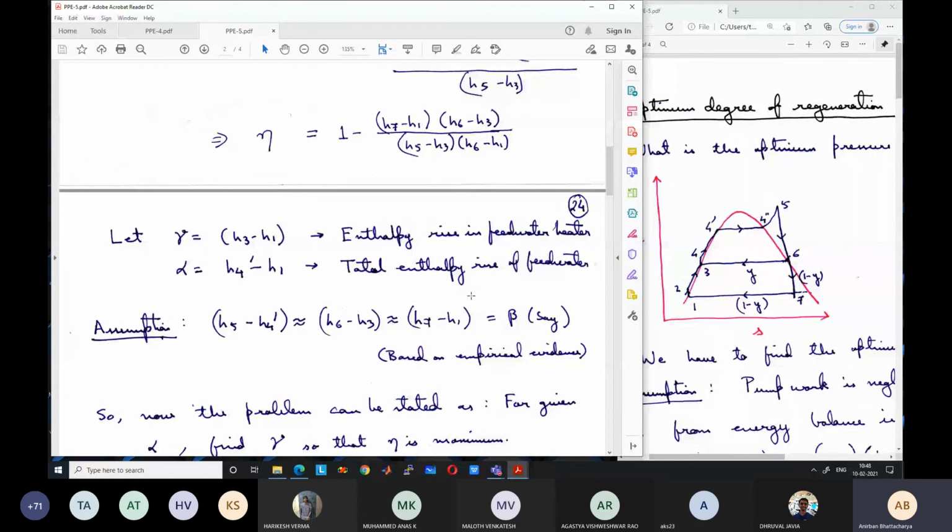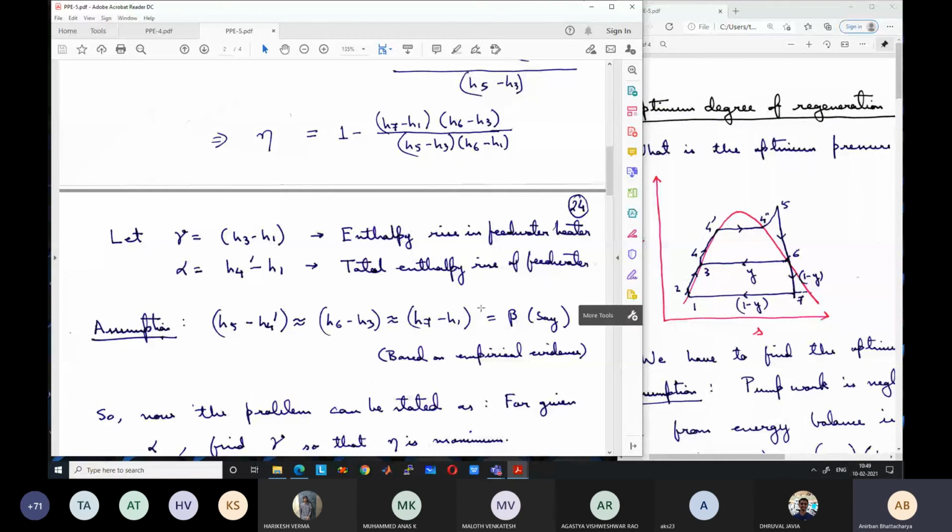Again I will repeat the assumption: H5 minus H4 dash is equal to H6 minus H3, which is equal to H7 minus H1. So the enthalpy changes are approximately equal for each of these processes. Let us call this term beta.